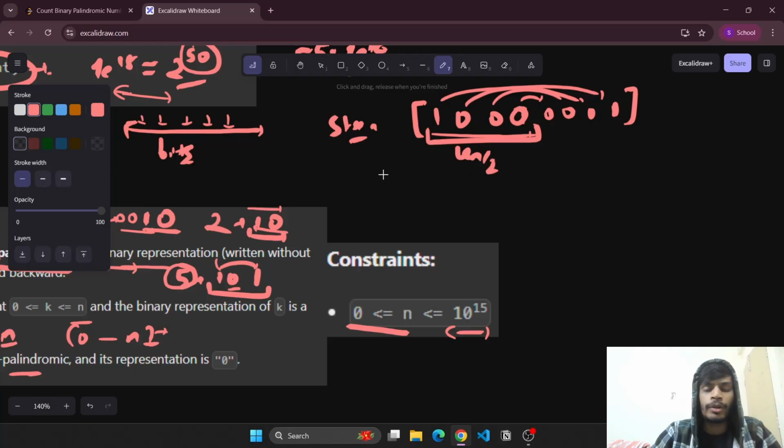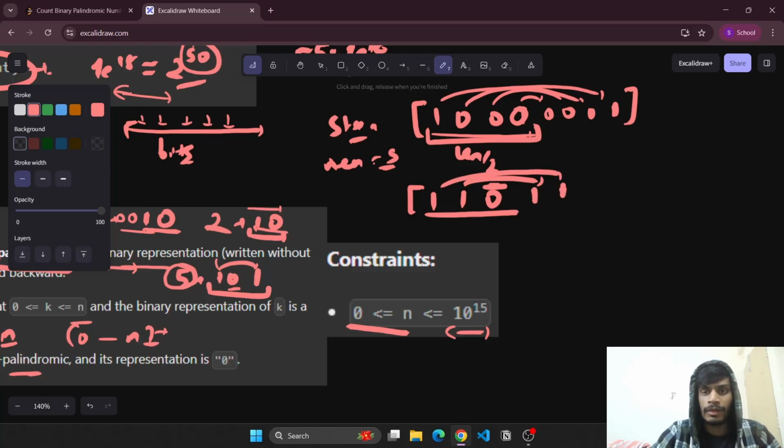Okay, and now what about the odd case? Suppose it was 1 1 0. The first half was this, meaning the total length is 5. So we'll keep this middle bit the same, and now we need to mirror the rest. So it will be 1 and then it will be 1 again. So this will be the binary palindrome for this.